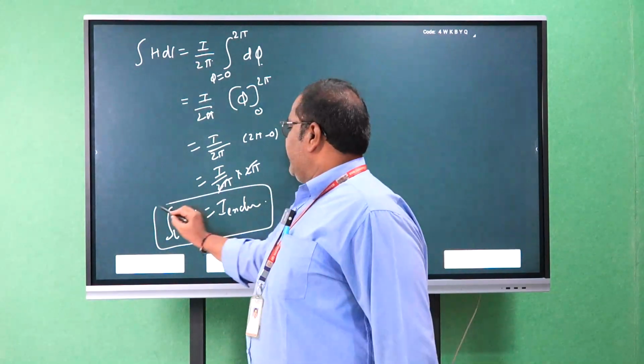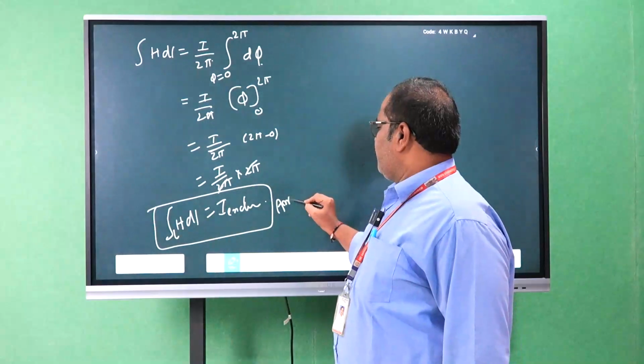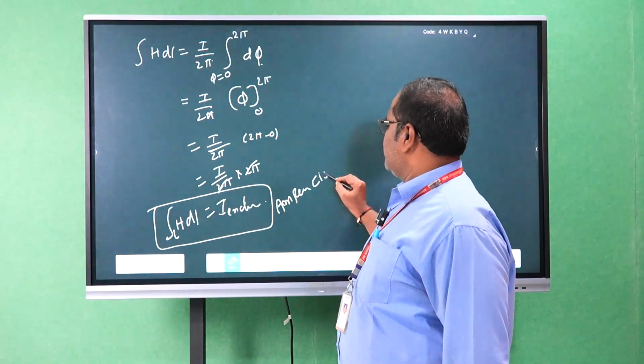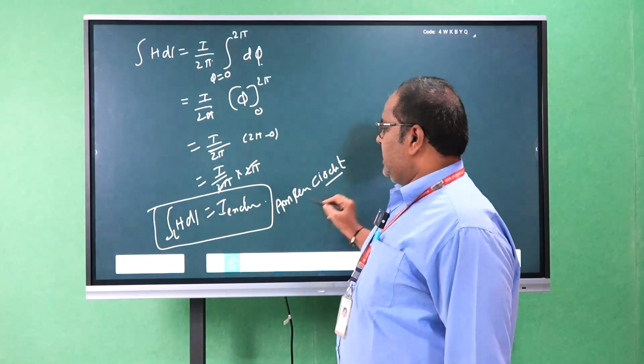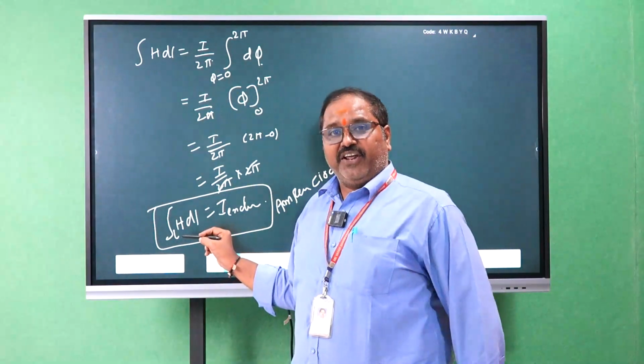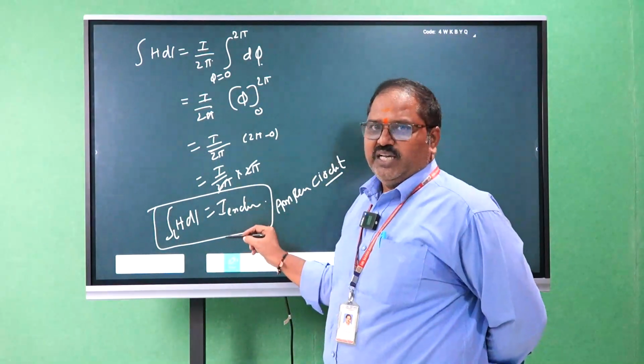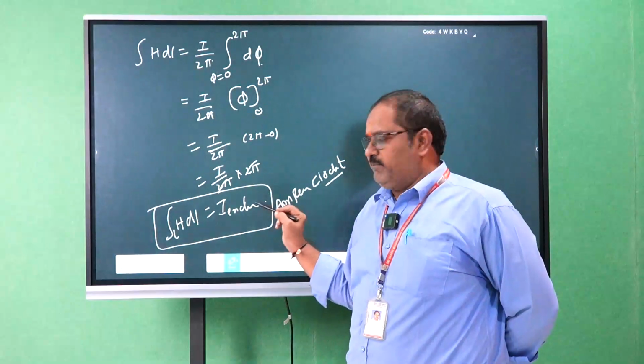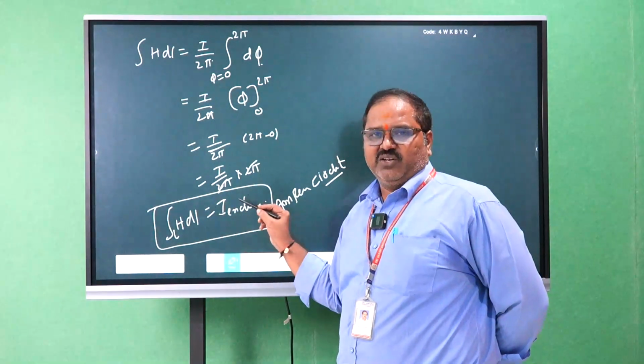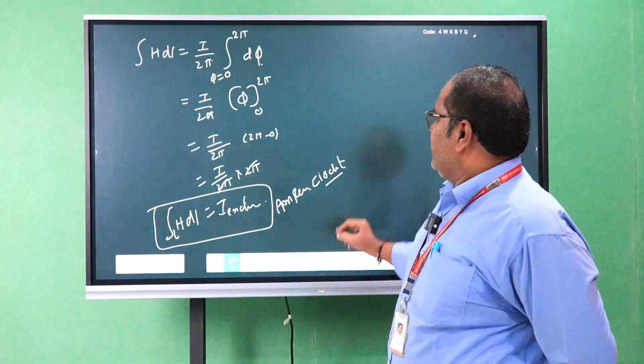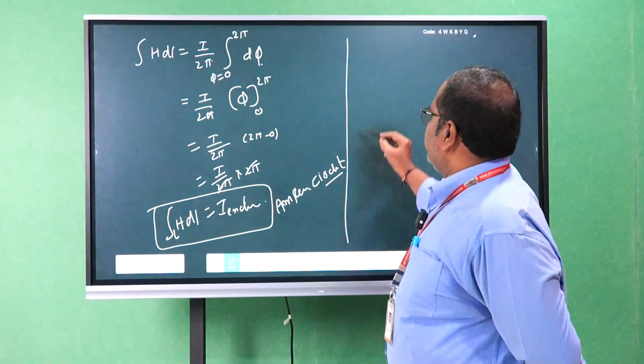This is the proof of Ampere's circuital law. What is Ampere's circuital law? The line integral of magnetic field intensity is equal to the net current enclosed by it. Therefore, the integral of H dot dl is equal to I enclosed.